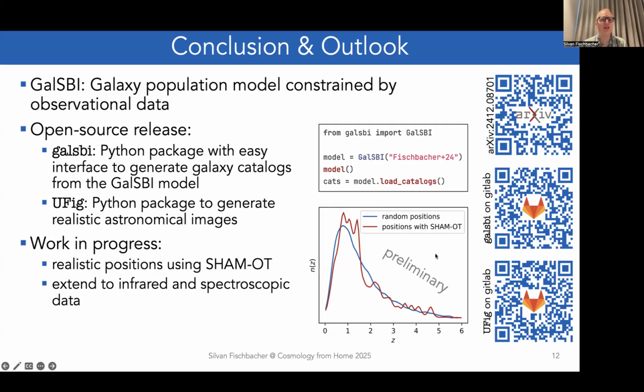And last but not least, we would also like to extend our framework to infrared data and also spectroscopic data, such that we could validate the model across a broader wavelength range.